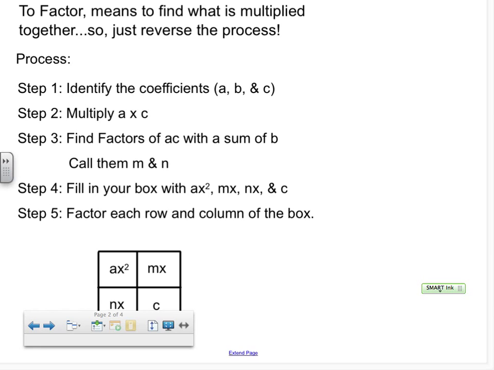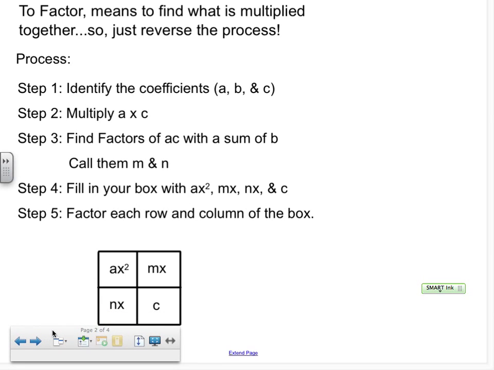The steps for factoring a quadratic: you want to identify your coefficients, a, b, and c. You're going to multiply a and c together and see what multiplication of a and c is the same as the addition to get b. All right? The two numbers we get there will be m and n. Then we're going to fill in our box. We're doing the reverse of the box. Fill in our box with ax squared, mx, nx, and c, and then we can factor the rows and columns, do our ups and our downs.